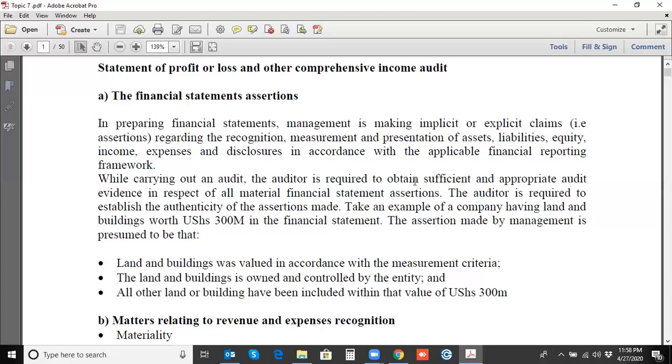Then of course, existence: the assets are existing. If I am saying that I have 20 computers, are they actually there before I report them in the statement of financial position? If I'm talking about liabilities, are they all obligations of the organization? And also from a balance sheet perspective, we have the assertion of rights and obligations. If we are talking about assets, I have the rights over these assets that I'm reporting.